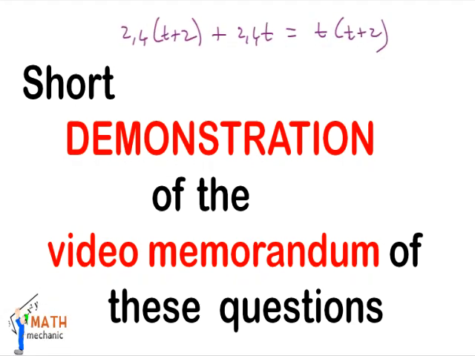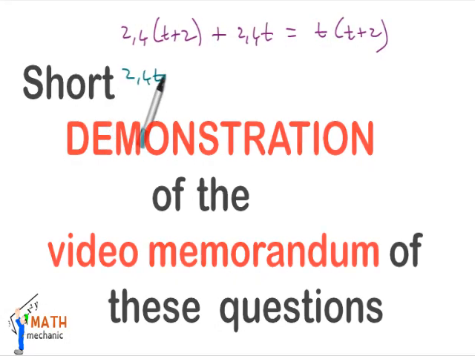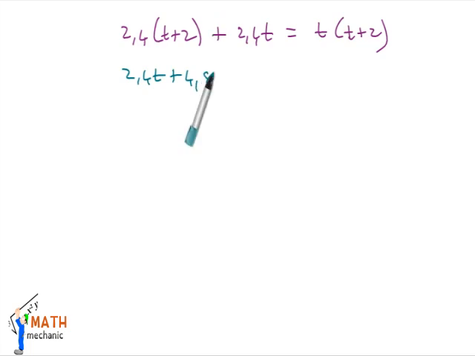So that will then give us 2,4t plus 4,8 plus 2,4t is equal to t squared plus 2t.